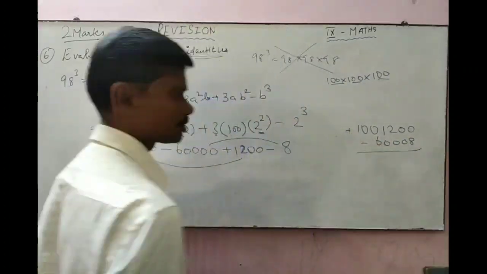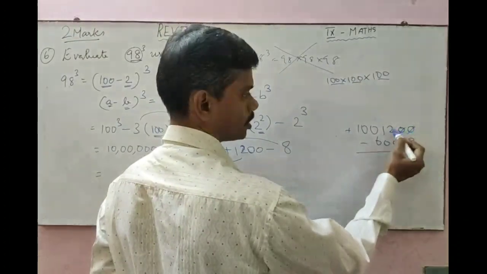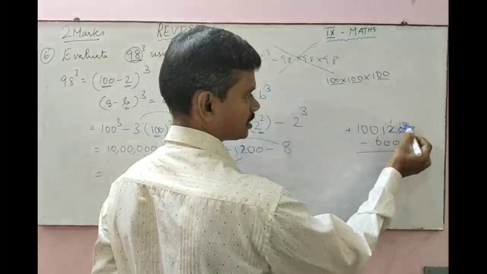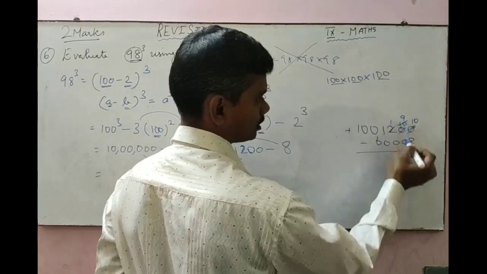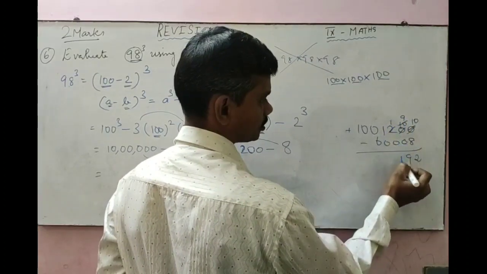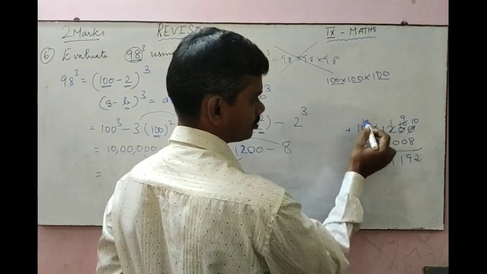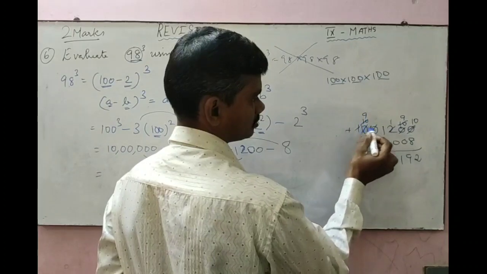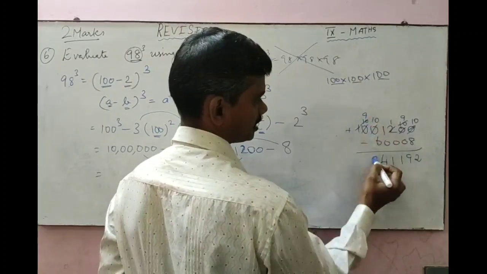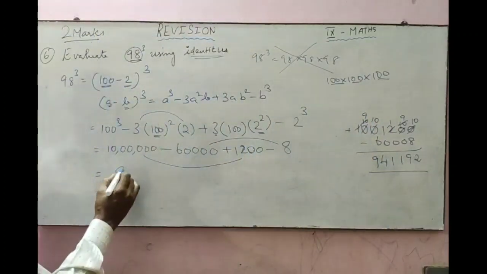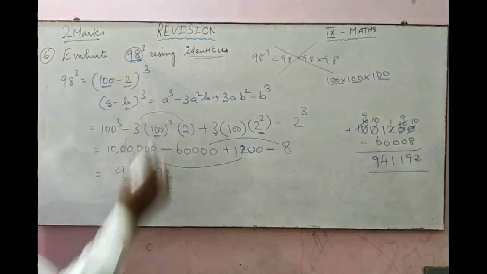Now we have to subtract these two numbers. 0 cannot be divided by 8, so you have to borrow 1 from here. So now this becomes 10. Again, this becomes 10. 10 minus 8 gives 2. 9 minus 0 gives 9. 1 minus 0 gives 1. Bring the 1 as it is. Again I am going to borrow 1 from here. It becomes 10. Again this becomes 9 and this becomes 10. So 10 minus 6 gives 4. Bring the 9 as it is. So the answer is 9,41,192. This is the value of 98 cube.